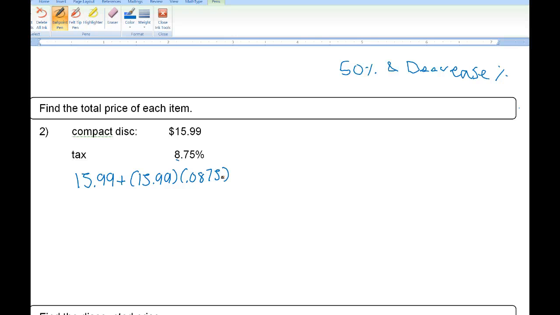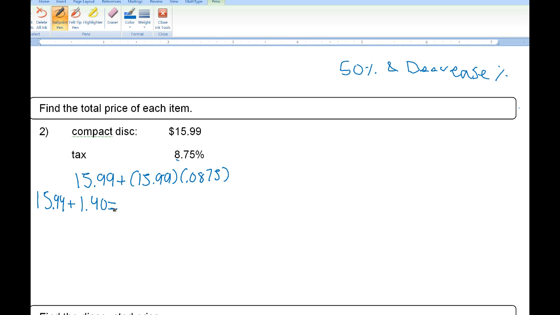Okay, so next we need to multiply that out. Remember, order of operations, we always have to multiply the rate times the original amount first before we add it. Let's write it's $1.40. So it's $15.99 plus $1.40, because it came out to be that.